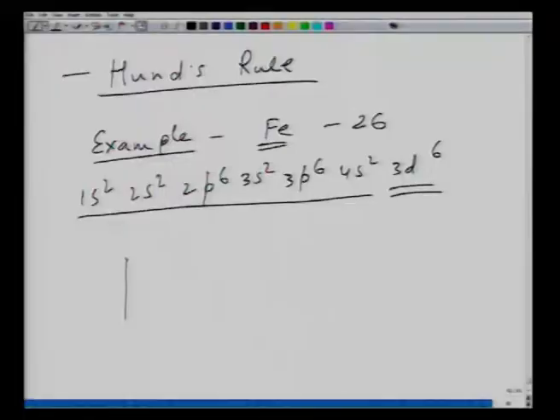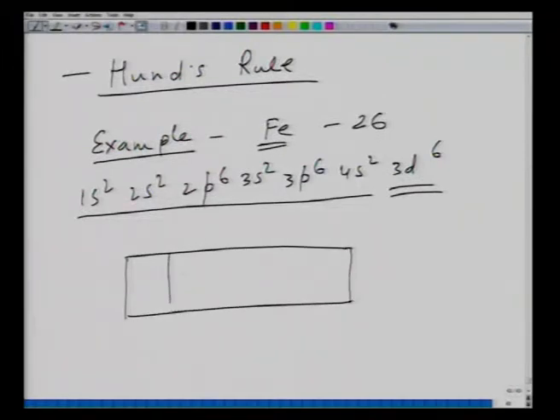So, the picture for the d shell is you have the d shell and this has 5 subshells. So, these are the 5 subshells. Now, one way of arranging these 6 electrons is you put one up, one down, one up, one down, one up, one down, but this will not give you any magnetism because all the spins cancel each other. As a result, you do not have any magnetic moment.